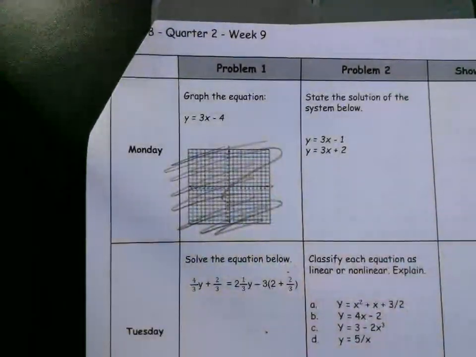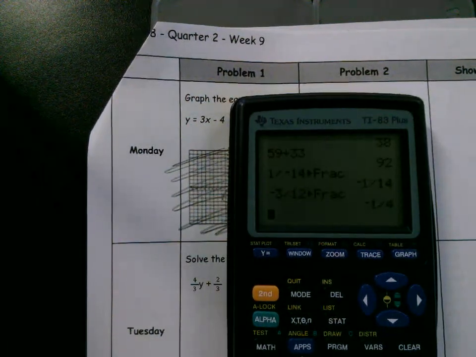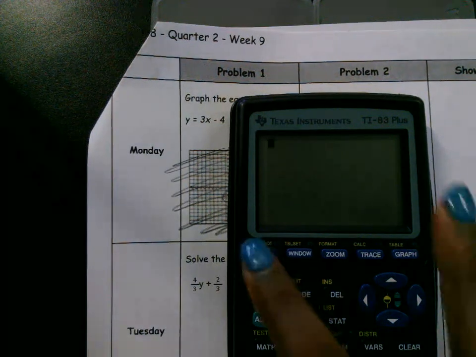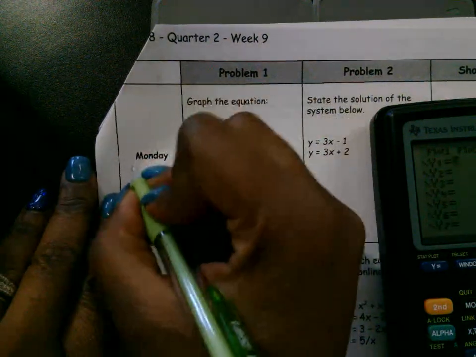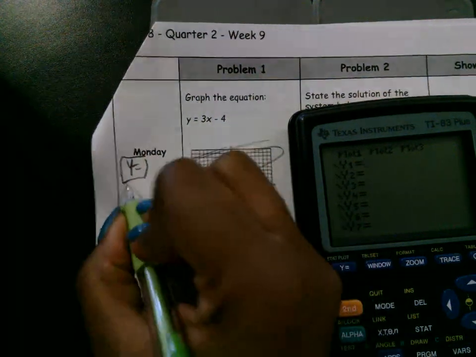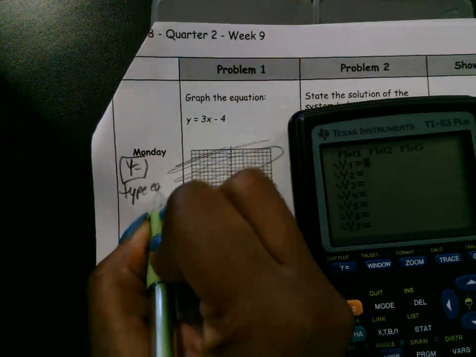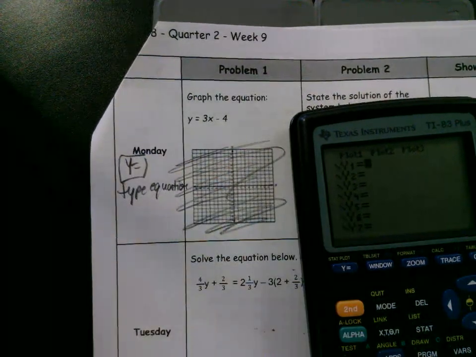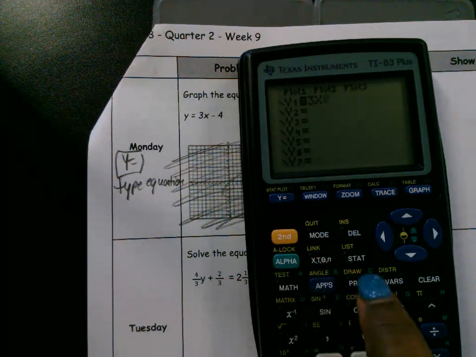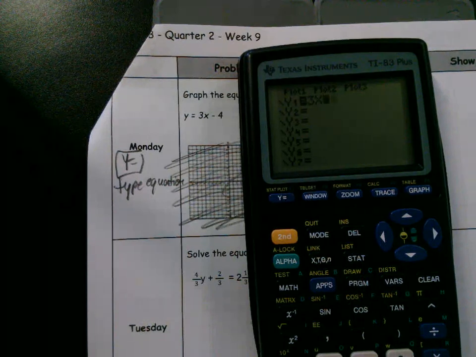All right, we're not going to graph. We haven't graphed yet. We're going to do that in the calculator. So in order to do this in the calculator, we press y equals, go to y equals, then we type in the equation. So the equation is 3x minus 4. The x is right beside the green alpha button.